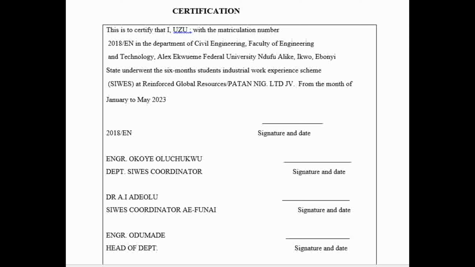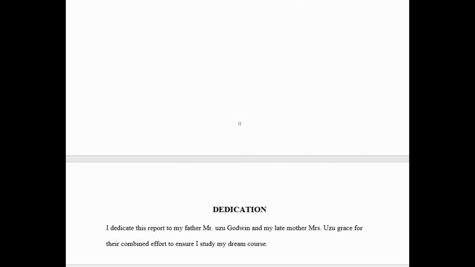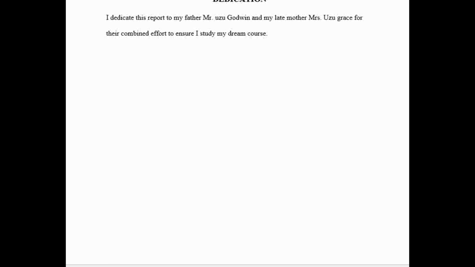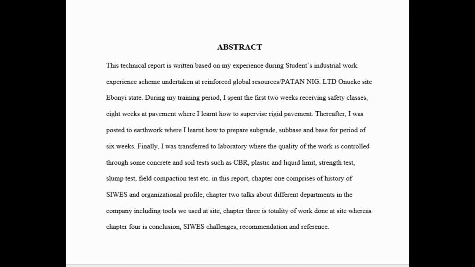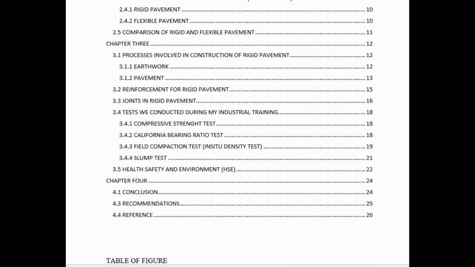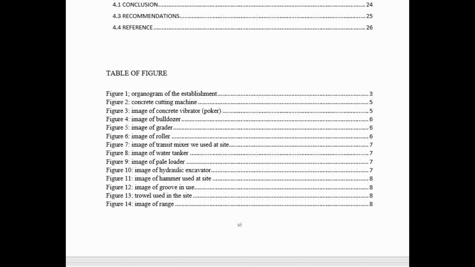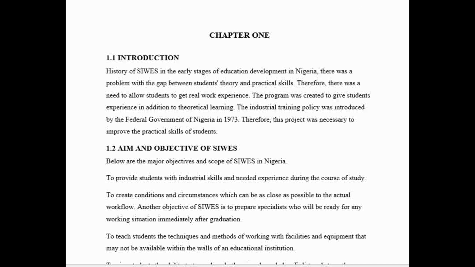In your certification, you write that the work was prepared by you and not copied from any source. So that's certification for you. After certification comes dedication, and in dedication, you are free to dedicate your work to whoever you want. Then thereafter, you have the abstract. Look at my abstract. It's very brief. It's just 7 sentences summarizing the whole work I engaged in during my industrial training. Then my contents. After the contents comes the table of figures. Then after the table of figures is the tables. So after that, we go straight to chapter 1.